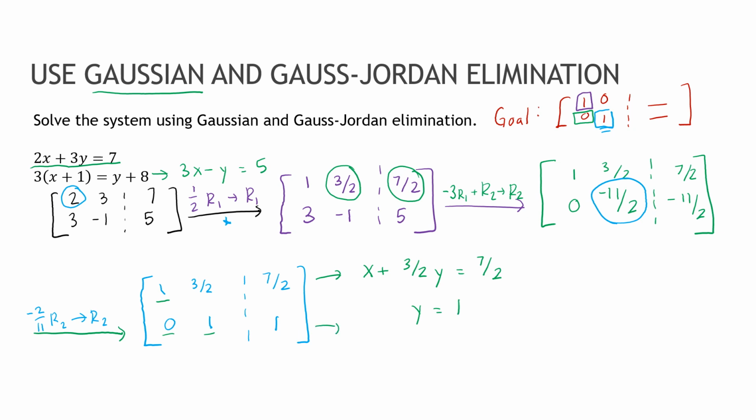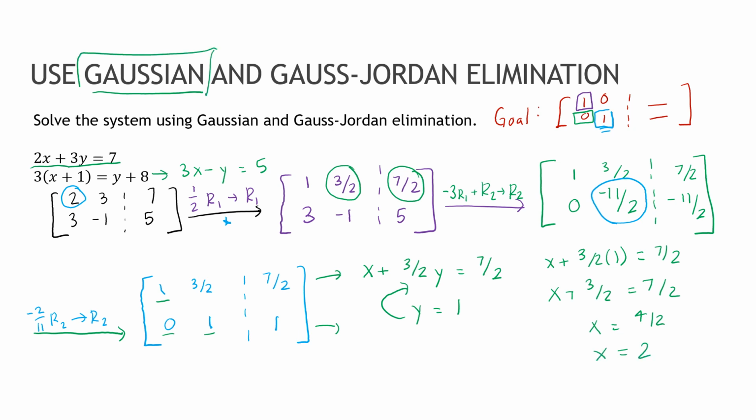So basically I turned both of these back into equations, and then I would use back substitution, which means take my y value and substitute it. So I have x plus 3 halves times 1 equals 7 halves. 3 halves times 1 is obviously just 3 halves. I would then subtract 3 halves from each side, which would give me 4 halves, which means my answer is 2. So that's using Gaussian elimination.